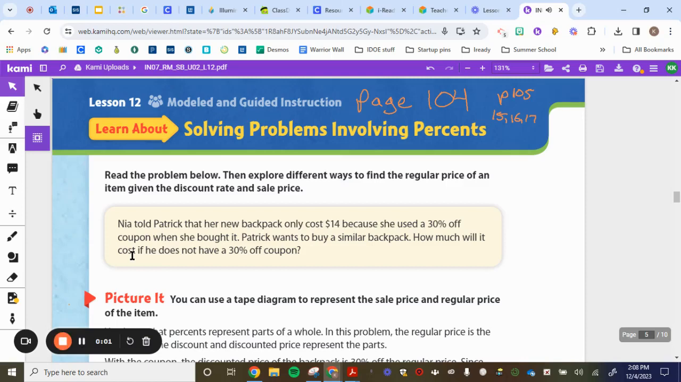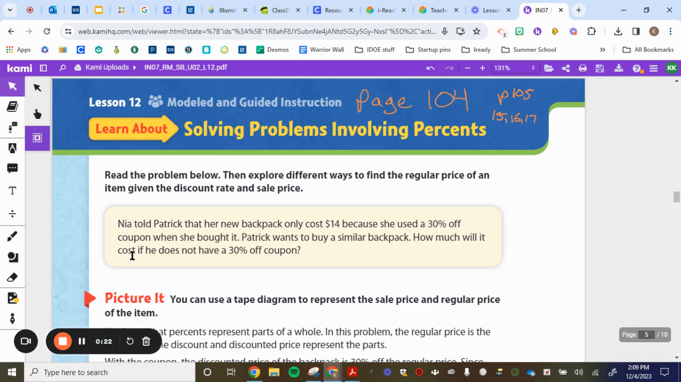Now on lesson 12, we're on page 104. I am only going to be showing you the proportion way to solve this problem because it is kind of detailed. If you like the percent way, you absolutely can use it. If you like the equation way, you can use the equation way. And in that case, you are going to do questions 11 through 14.